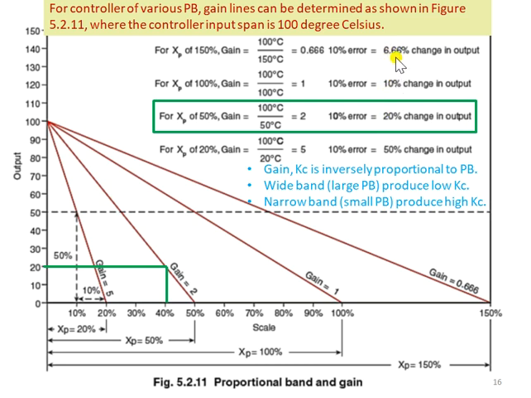But on the other hand, the controller will have very slow response to any changes or deviation from the set value. So in short, we can say the gain Kc is inversely proportional to the proportional band. A wide proportional band produces low Kc. Same goes to a narrow band produces high Kc.